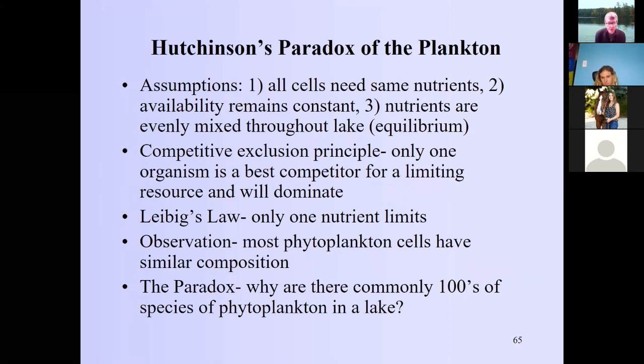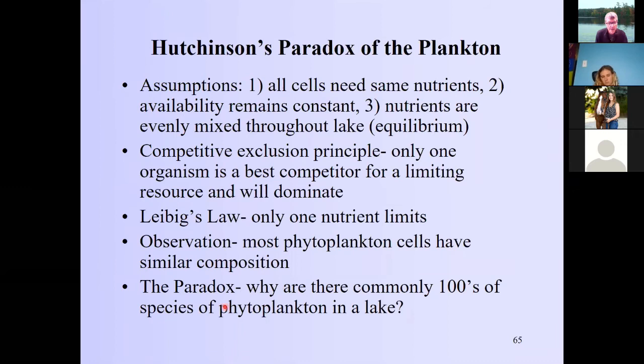Given that, if you go out to a lake, particularly an oligotrophic lake where there's not much nutrient availability, and the last observation, most phytoplankton cells have about the same composition, which goes back to point one under the assumptions. So if you go to an oligotrophic lake, you'll commonly find hundreds of species of phytoplankton over time. And anytime you look at a lake, you'll see 10, 20. If you look long enough, you'll see more species than that. So all these things above here say that you should only have one competitive dominant.